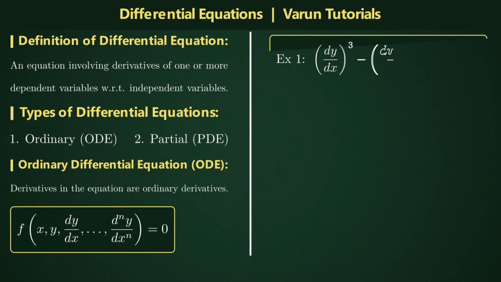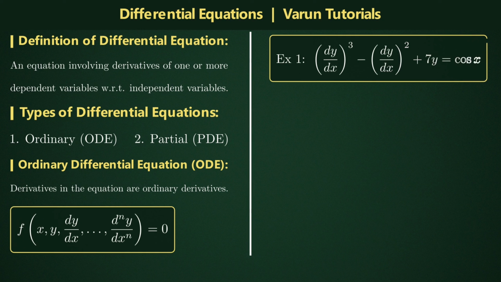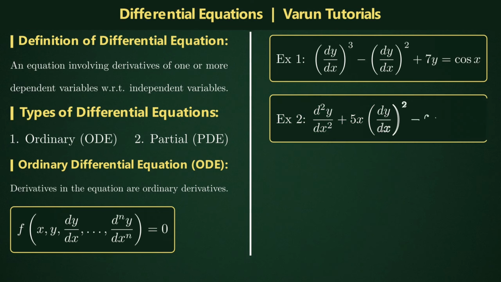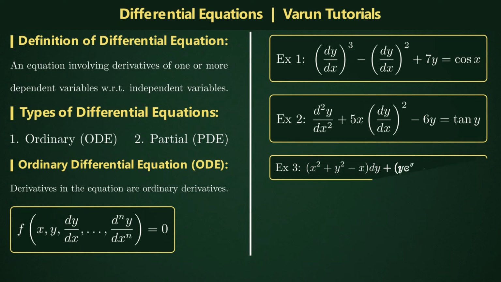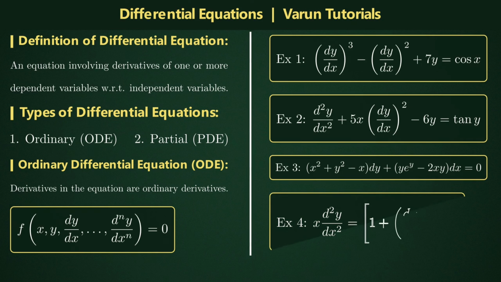Example 1 is, the cube of dy by dx, minus the square of dy by dx, plus 7y, equals cos x. Example 2 is, d squared y by dx squared, plus 5x times the square of dy by dx, minus 6y, equals tan y. Example 3 is, the quantity, x squared plus y squared minus x, times dy, plus the quantity, y times e to the y, minus 2xy, times dx, equals 0. Example 4 is, x times the second derivative, d squared y by dx squared, equals the square root of 1 plus the square of dy by dx.